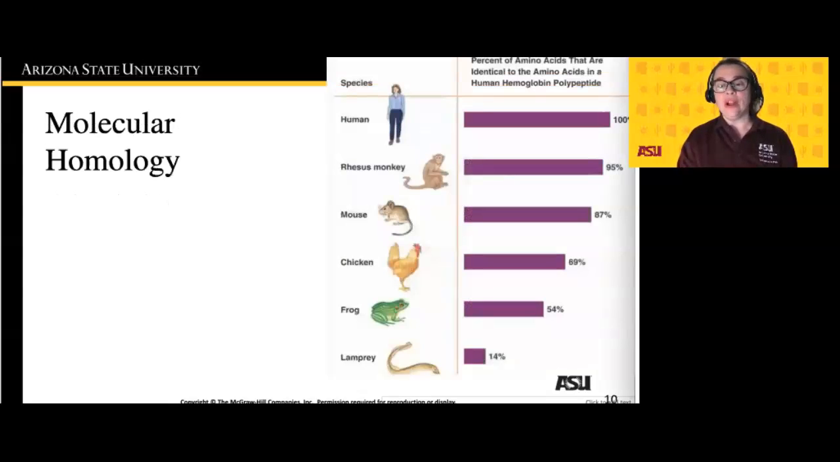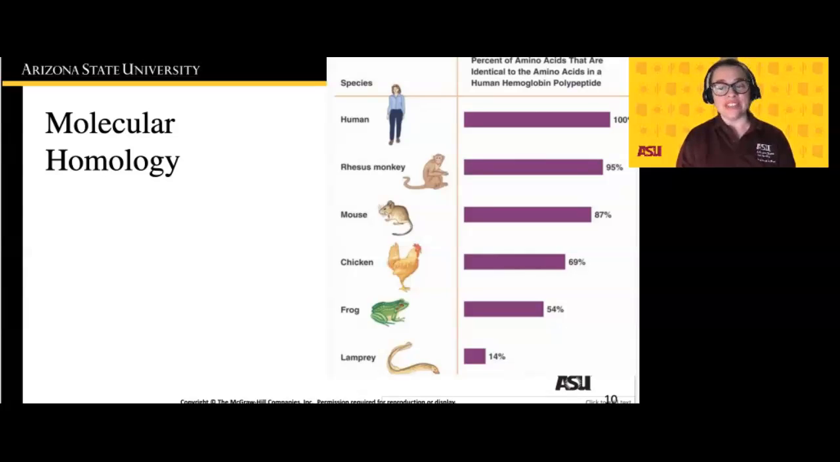Finally, molecular homologies show the relatedness of organisms within a lineage of shared common ancestry. These organisms share the same genes and, moreover, a similar genetic makeup or amino acid sequence of the gene. In the example looking at the human hemoglobin polypeptide, which carries oxygen in the blood from the lungs to the body and carbon dioxide from the body back to the lungs, the rhesus monkey shares 95% of the identical amino acids coding for the hemoglobin.